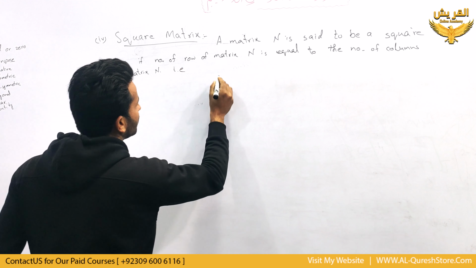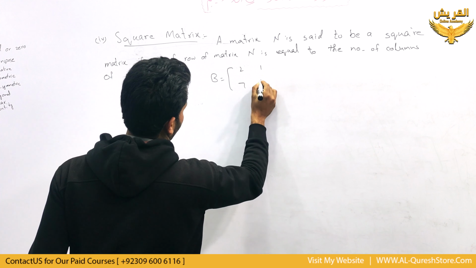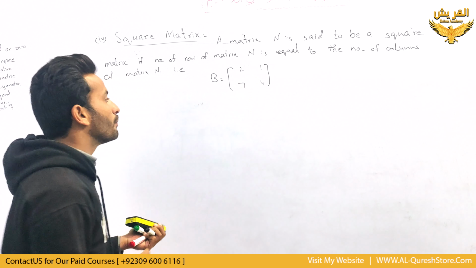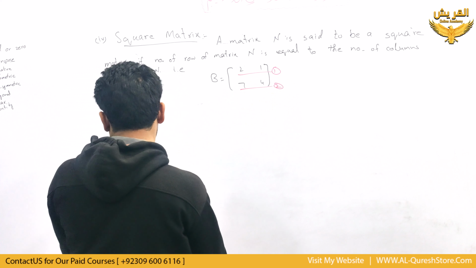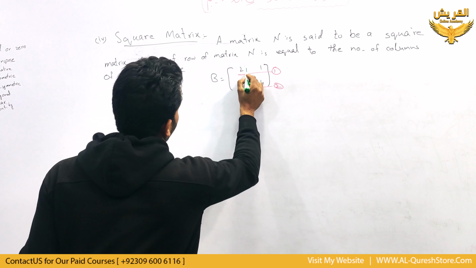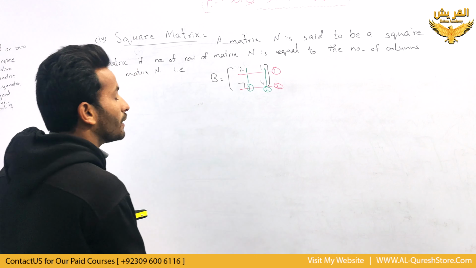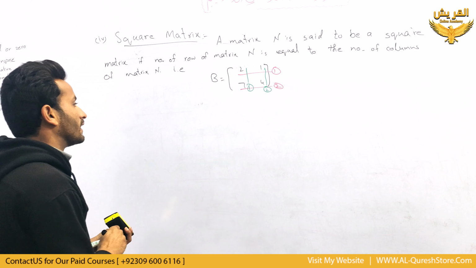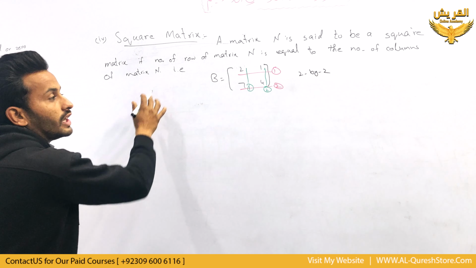For example, B is equal to 2, 1, 7, 4. Here the number of rows is equal to the number of columns, as there are first row, second row. Same here in the case of columns, there are two columns, first column and second column. So the number of rows and number of columns are equal. It is in square shape, that's why it is called a square matrix. Its order is 2 by 2. So it is called square matrix.